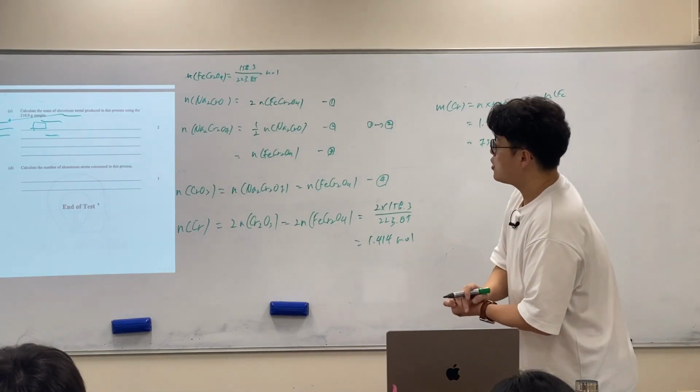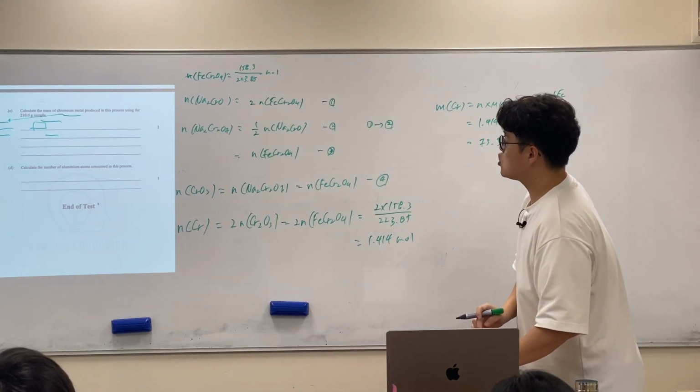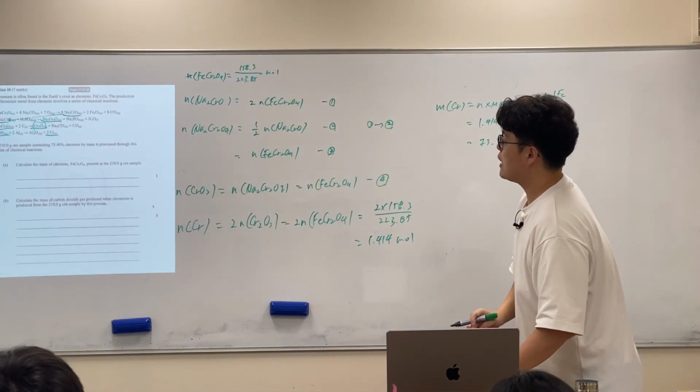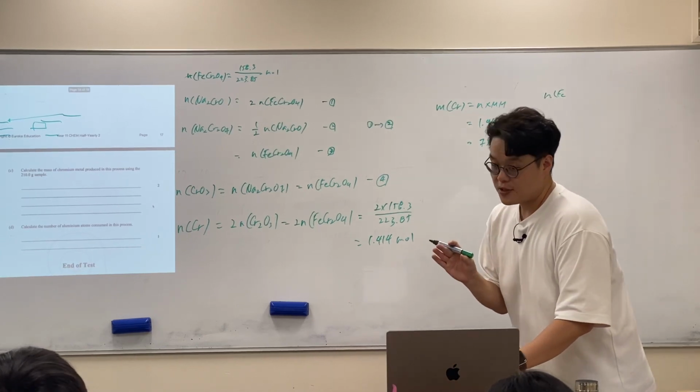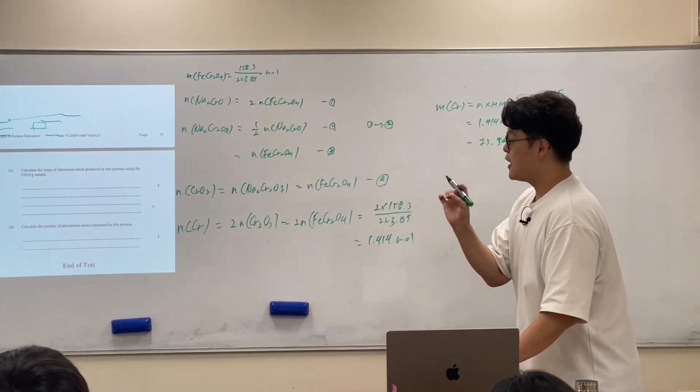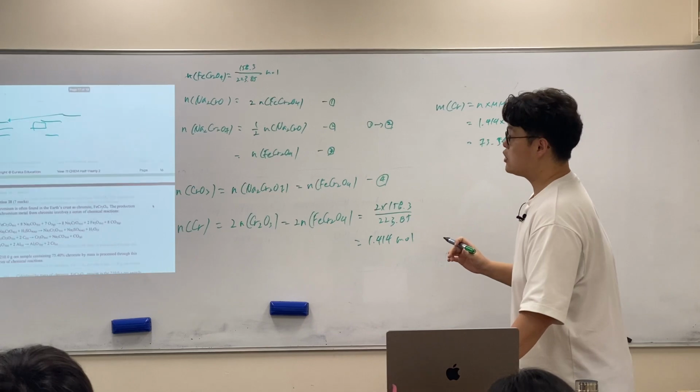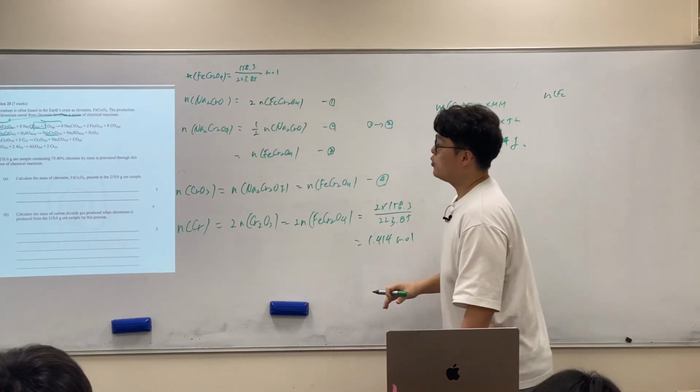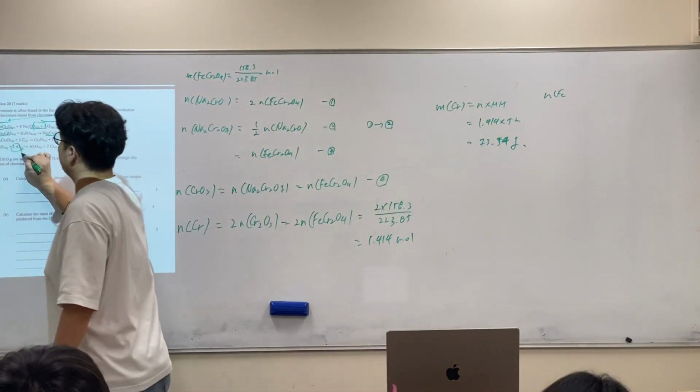The last one: calculate the number of aluminium atoms consumed in this reaction. The question is asking you the number of aluminium atoms. So you need to use Avogadro's number for this. Aluminium, where is aluminium over here? It's given over here.